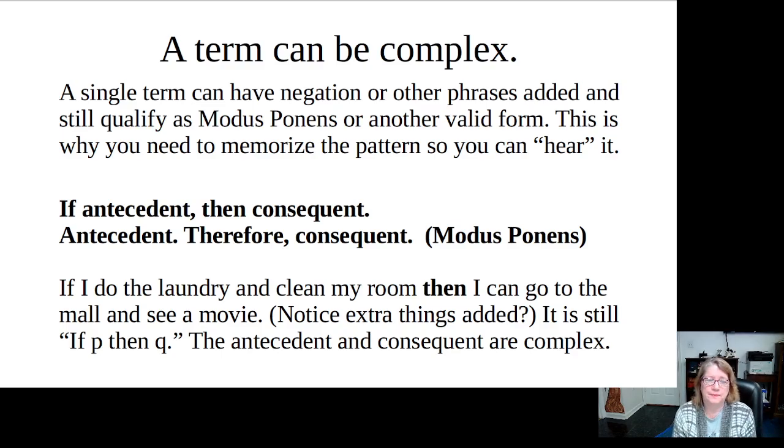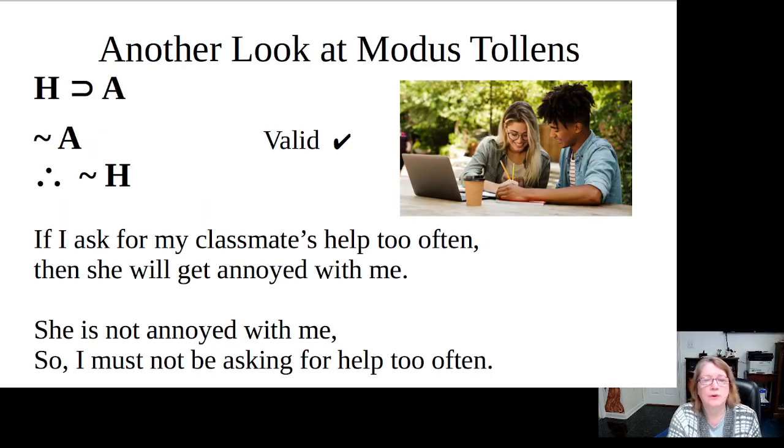So, here's an example. If I do the laundry and clean my room, then I can go to the mall and see a movie. Notice the extra things added there. I have some ands. It's still if P then Q. The antecedent and the consequent are complex. I'll show you in the next slide how to handle that.